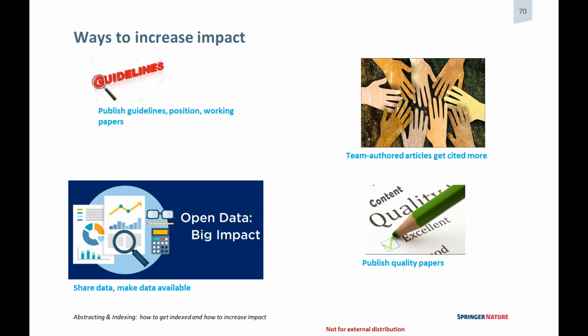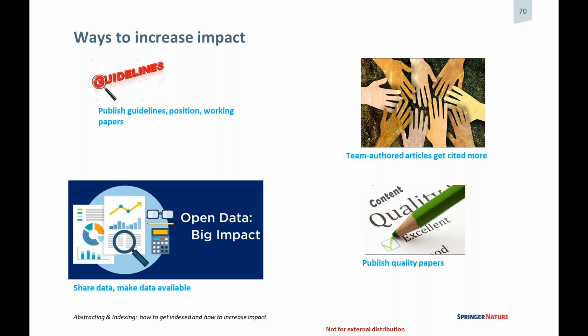at the same time. So publishing guidelines papers in your journals will increase the visibility, and guidelines, position papers, working papers attract a lot of citations. Sharing your data with your peers will also make a difference. As I said, data sharing policy is becoming one of the requirements. A&I services are looking for it. So sharing your data will make a difference.